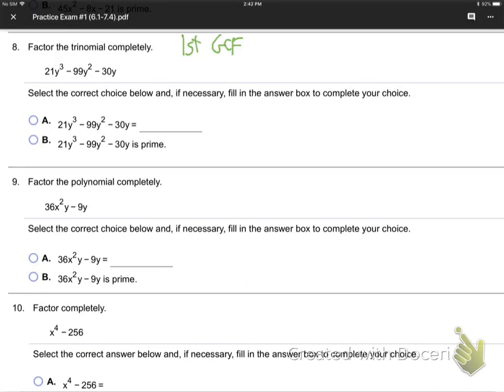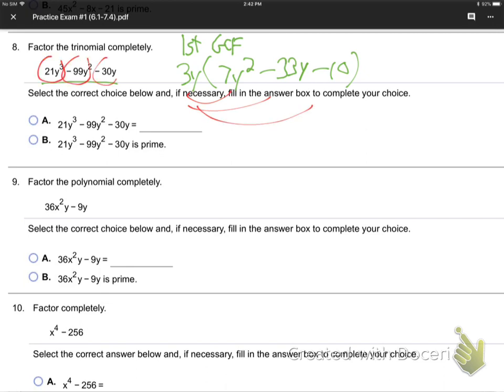First, GCF. What goes into all those? Looks like they all have a 3 and a y in common. Take it out, leaves 7y squared minus 33y minus 10. Okay, that's the first step, right? Because if I multiplied, it would return.